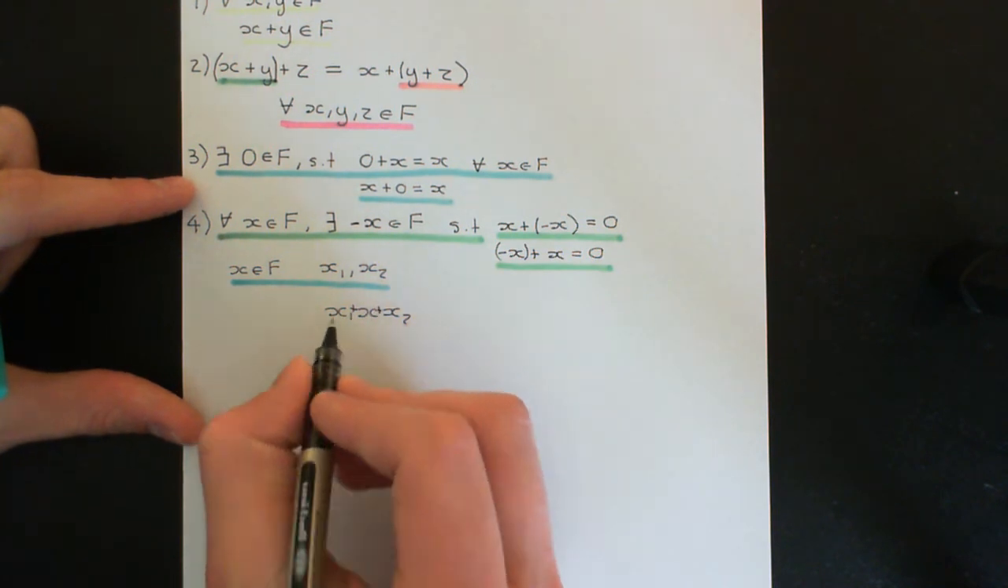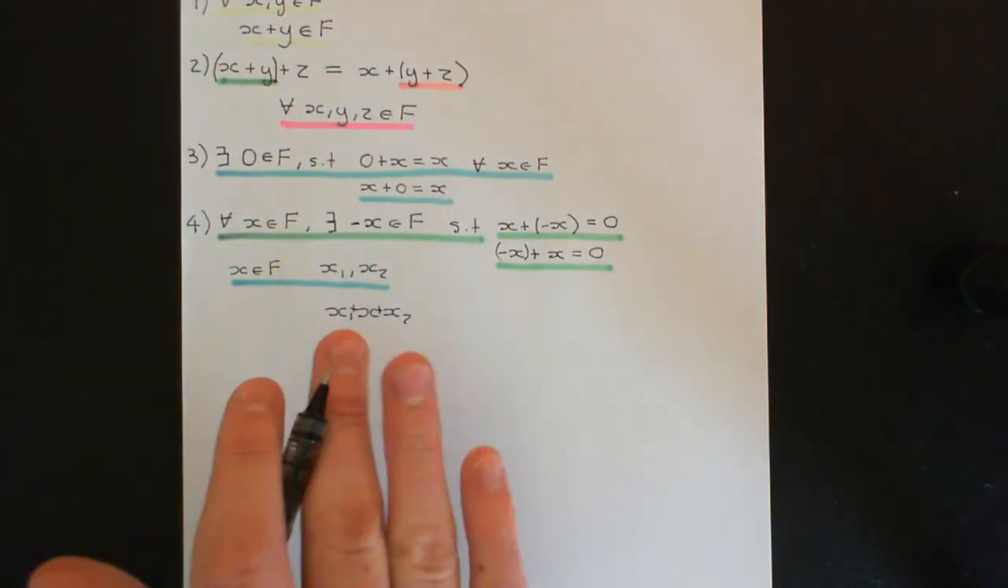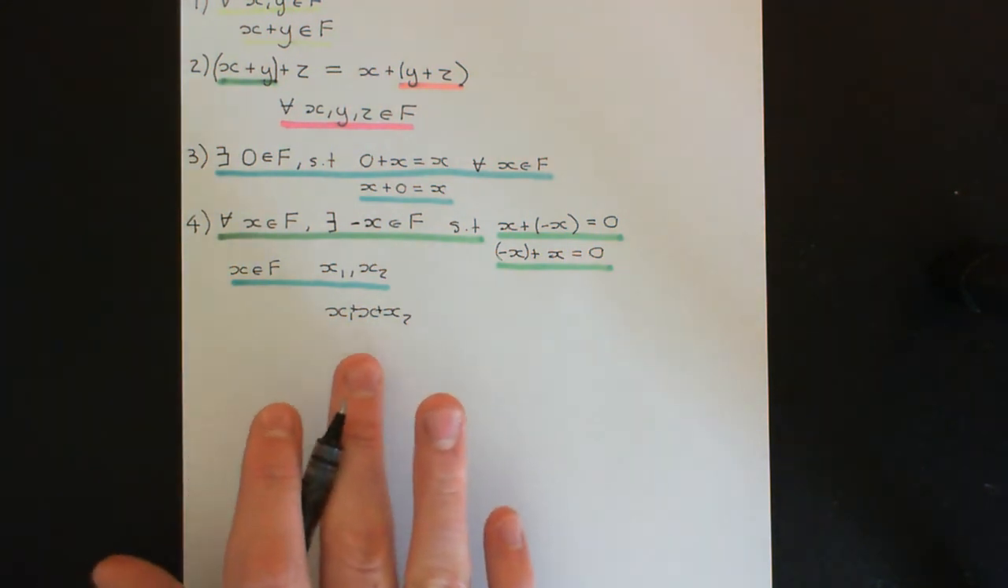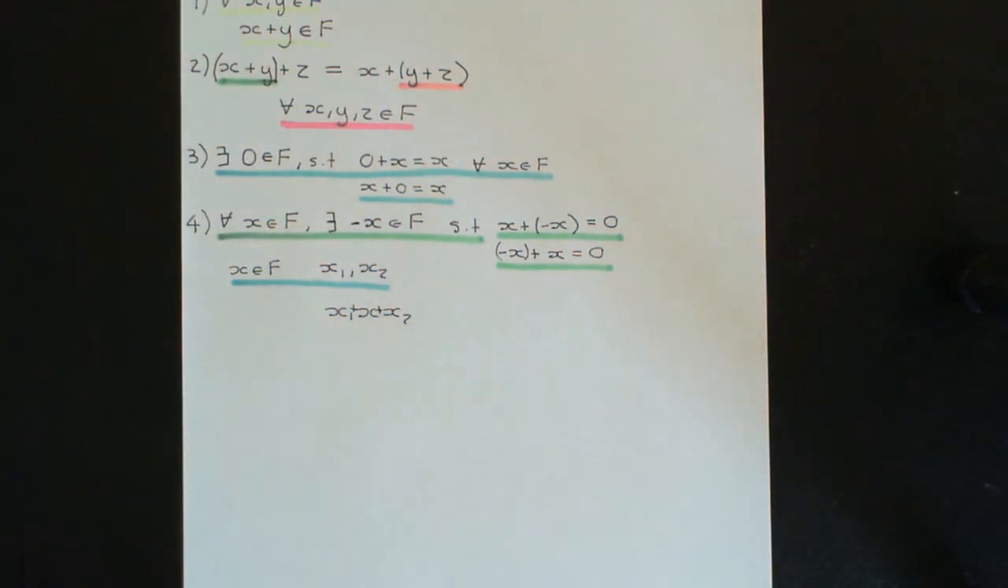I'm just thinking of putting them next to each other to denote composition, but in a field we need to actually put the addition composition symbol in there. Okay, so what I mean is x1 plus x2.